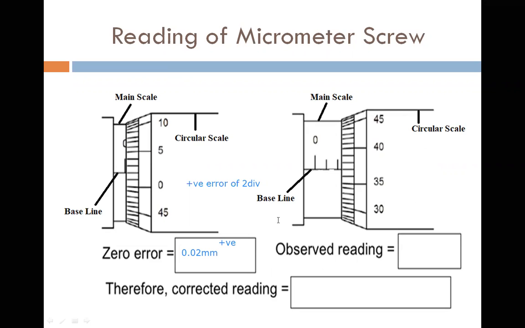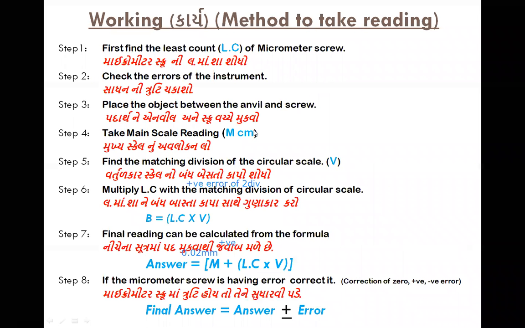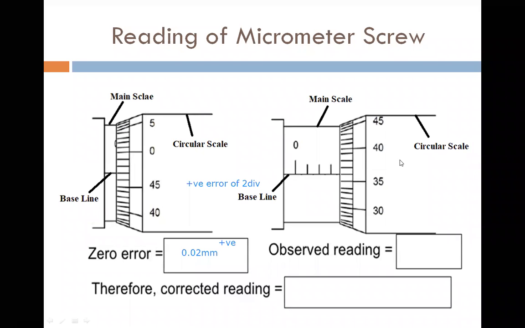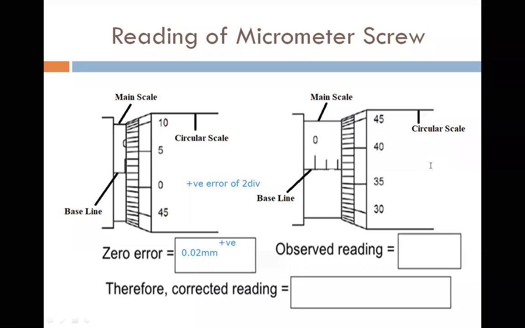Now what I will do. This is my second step. If you have heard it clearly, what is the next step? That is to take the main scale reading after placing the object. I take the main scale reading. After placing the object, the circular scale has been displaced. The circular scale which was at 0 here has moved forward. So what is my main scale reading? Here, how many divisions are you able to see? 0, 1 and 2. So 2 mm is my main scale reading.